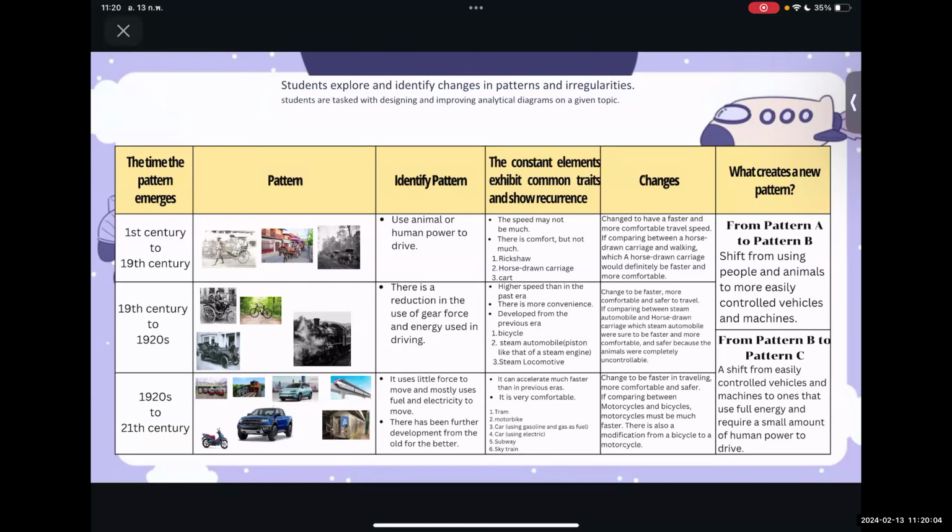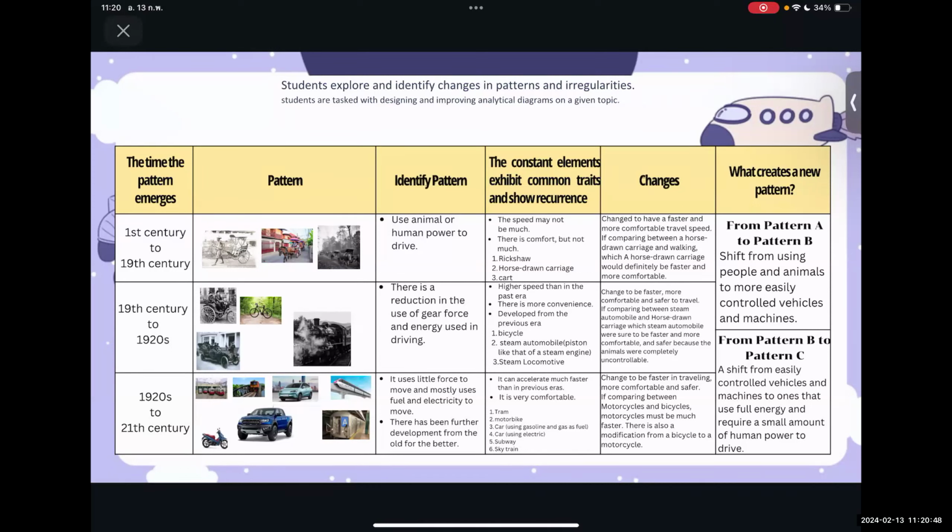And pattern B, 19th century to 1920s. The identified pattern is a reduced use of gear, force, and energy in driving. The constant element exhibits a common trait and shows equivalence: higher speed than in the past era and more convenience developed from the previous era. For example, the bicycle, steam automobile, and steam locomotive. The change is to be faster, more comfortable, and safe to travel.